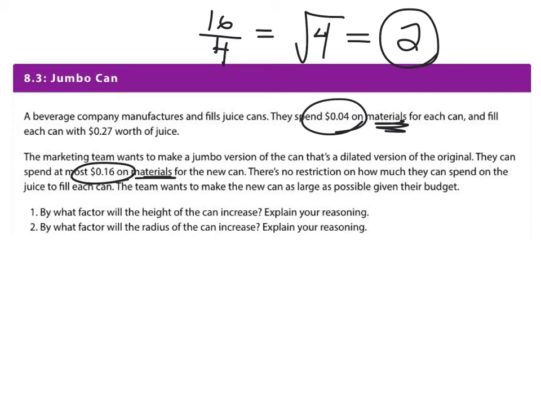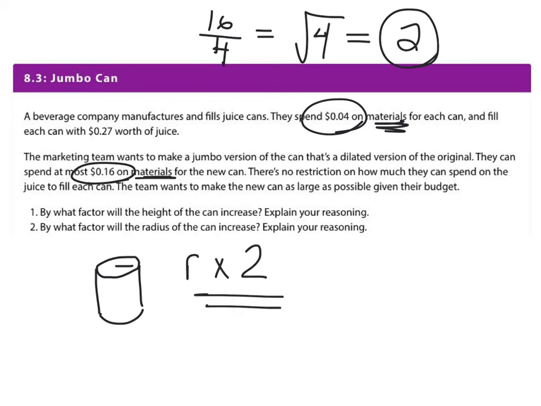By what factor will the radius of the can increase? Oh, golly. Well, the radius, it'll just increase by 2. Yeah, because that's my scale factor, and the radius is a one-dimensional measurement. So the radius will increase by a scale factor of 2. Yeah, made total sense. Okay, let's move on to the next question.